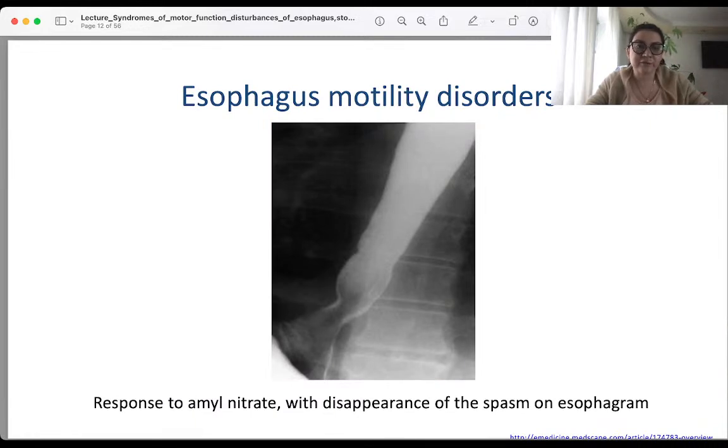Here is one more esophagram. It is the same patient as in the previous picture, and the response to amyl nitrate. You remember it is a relaxant of smooth muscles, with disappearance of diffuse spasm on esophagram.